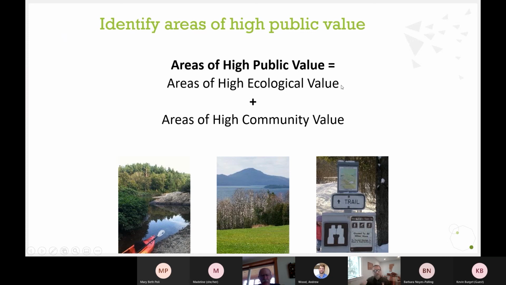And so those are resources that you can map, you can put in your planning documents, showing, here's where there's the most ecological value, and here's where there's incredible community interest. And together we think these are areas of high public value. So this prioritization of natural resources piece and putting it in the context of community values is really important work of a conservation commission.